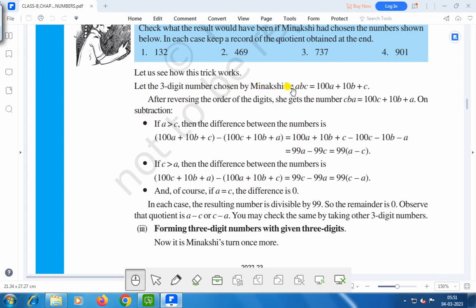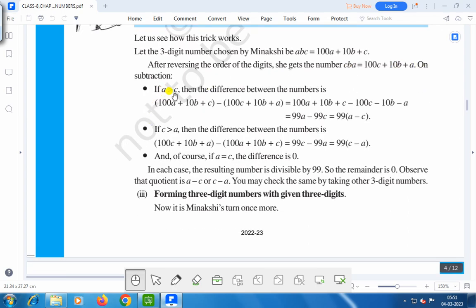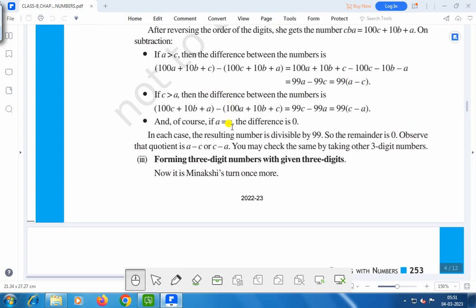Let the 3-digit number chosen by Meenakshi be ABC, that is 100A plus 10B plus C. After reversing the order of the digits, he gets the number 100C plus 10B plus A. On subtraction, if A is greater than C, then the difference between the numbers is (100A plus 10B plus C) minus (100C plus 10B plus A), that is 100A plus 10B plus C minus 100C minus 10B minus A, or 99A minus 99C, that is 99 times (A minus C). And if C is greater than A, then the difference between the numbers is 99 times (C minus A). And of course, if A is equal to C, the difference is 0.